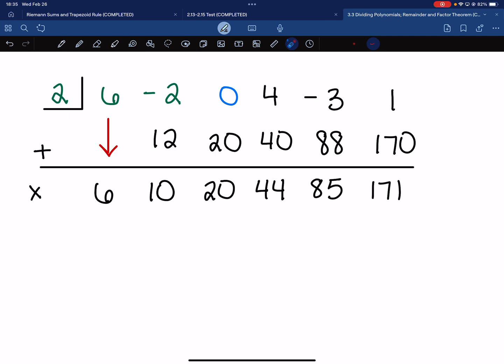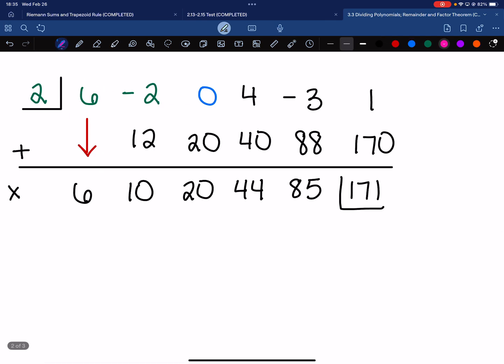I like to start with my remainder. The remainder will always be the last number. And then you work your way up. Next to the remainder is always the constant. So 85 is going to be my constant. That's going to be the only term without a variable next to it. Next to the constant is the x term. Next to the x term is the x squared term. Next to the x squared is x cubed. Next to x cubed is x to the 4th.